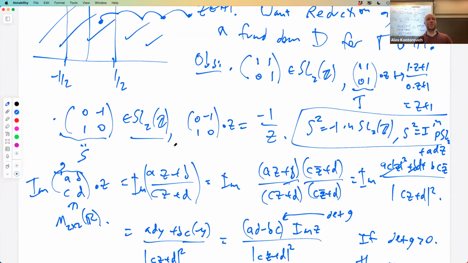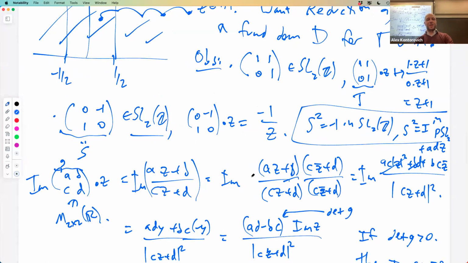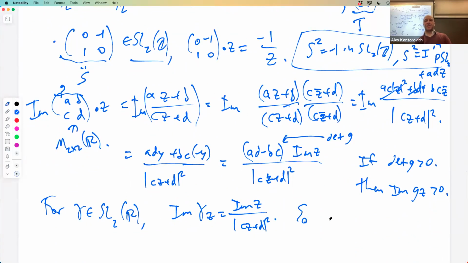Let's think about what this is doing geometrically. What is S doing geometrically? SZ again is -1 over Z. And what's the imaginary part of SZ? Again, we can work it out, but we have a nice formula that tells us what the imaginary part of SZ will be. It's the imaginary part of Z divided by what is |CZ plus D| for S. It's just |Z|, since C is 1, D is 0. It's just |Z| squared.